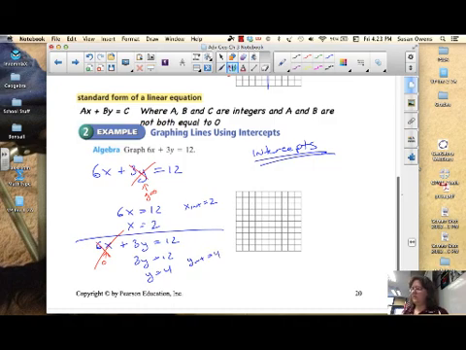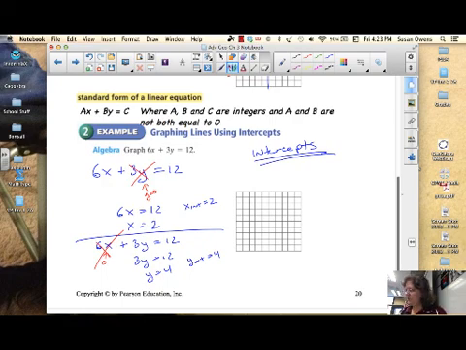You don't need to write this out each time. The wonderfulness of this method is that you can really do it just by looking at the equation. If I want to find the x-intercept, I ignore the y term and I solve for x. And if I want to find the y-intercept, I ignore the x term and solve for y. And you can do that without writing anything down.